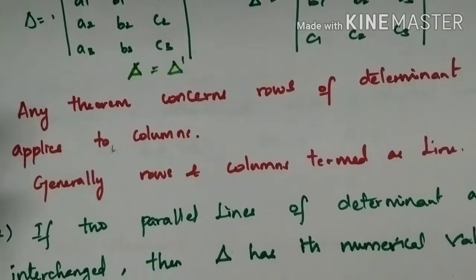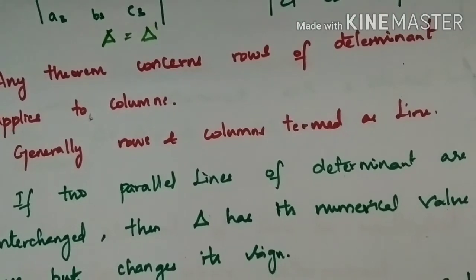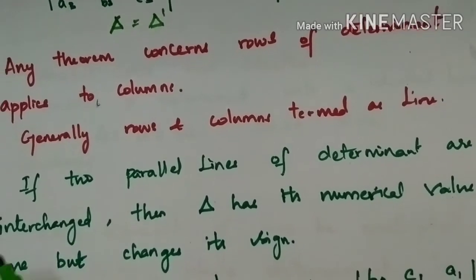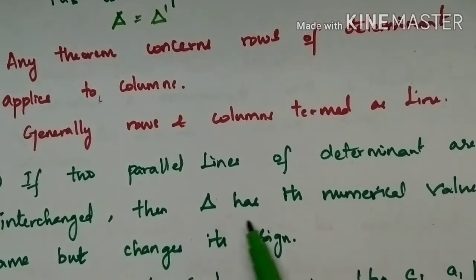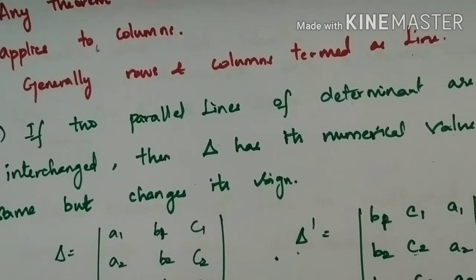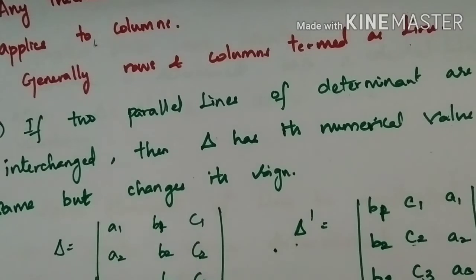Generally, rows and columns are referred to as lines. So in the forthcoming properties, if I use the word line, you can consider it as a row or a column. Now, if two parallel lines of a determinant are interchanged, then del has the same numerical value but changes sign. The second property says that you are going to change the place of the lines. Lines in the sense that you can change either a row or a column.